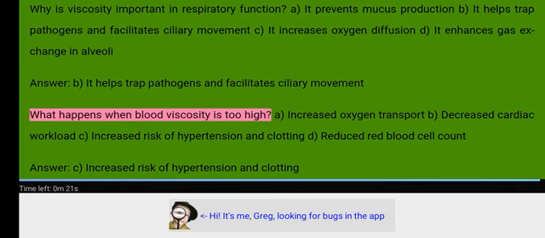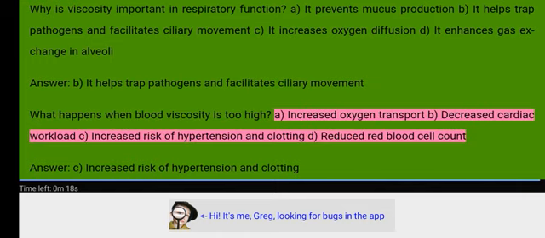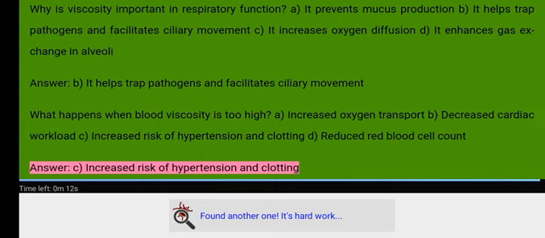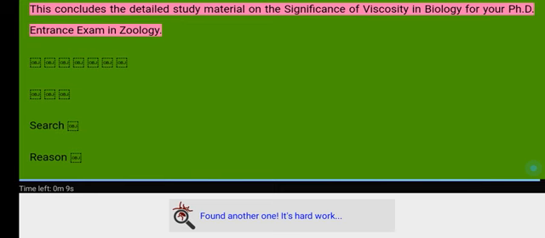What happens when blood viscosity is too high? A. Increased oxygen transport. B. Decreased cardiac workload. C. Increased risk of hypertension and clotting. D. Reduced red blood cell count. Answer, C. Increased risk of hypertension and clotting. This concludes the detailed study material on the significance of viscosity in biology for your PhD entrance exam in zoology.